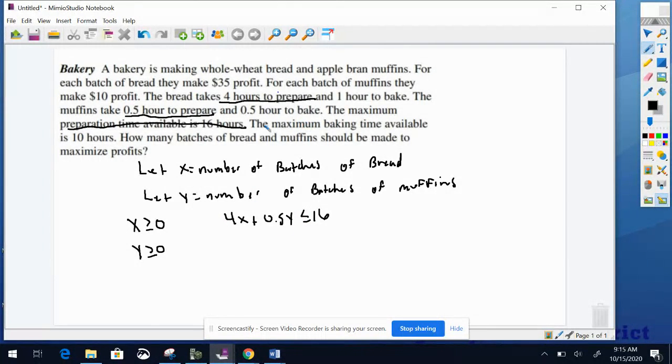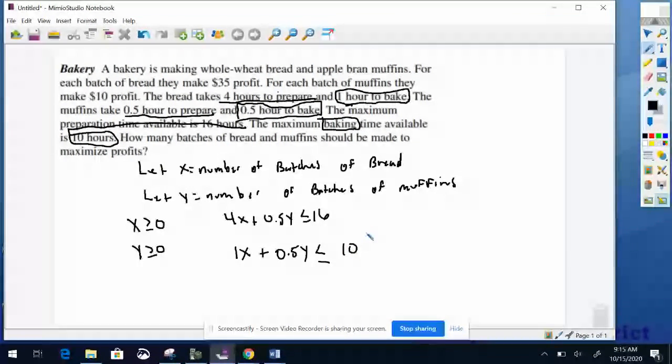And then I have a baking time constraint. So it takes 1 hour to bake, so that would be 1x or just x. And it takes a half an hour to bake. That would be plus 0.05y, and that has to be less than the total available baking time, which is right here, 10 hours. So that would be less than or equal to 10. So I wanted to make sure I went over this.